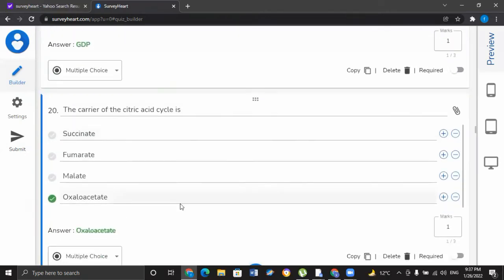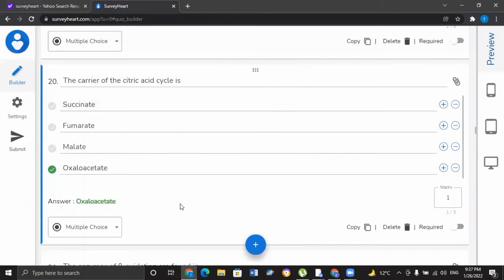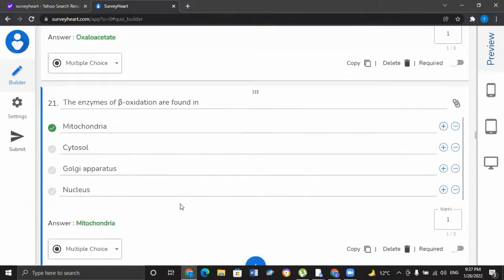The carrier of the citric acid cycle is oxaloacetate, because oxaloacetate is the molecule that starts the cyclic process known as TCA, and the cycle stops at the same intermediate product, oxaloacetate. This is the most important intermediate product that carries the whole process known as TCA and the citric acid cycle. So the correct option for MCQ 20 is D, oxaloacetate.